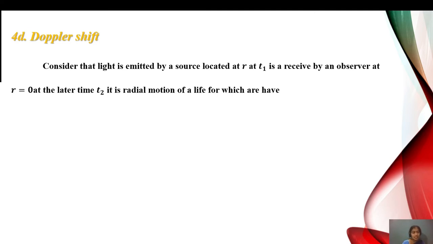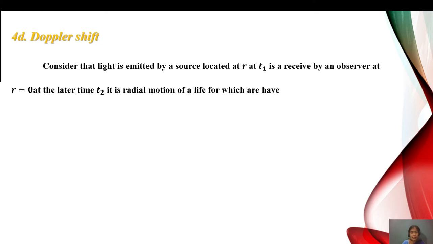Consider that light is emitted by the source located at r at time t1 and is received by the observer at r equals 0, because the source is considered as the center point. This center point has radius r equals 0, because there is no left side, right side, upper side or lower side. So we consider r equals 0.